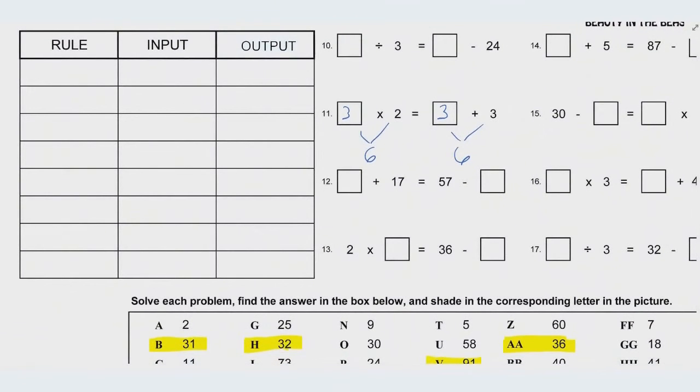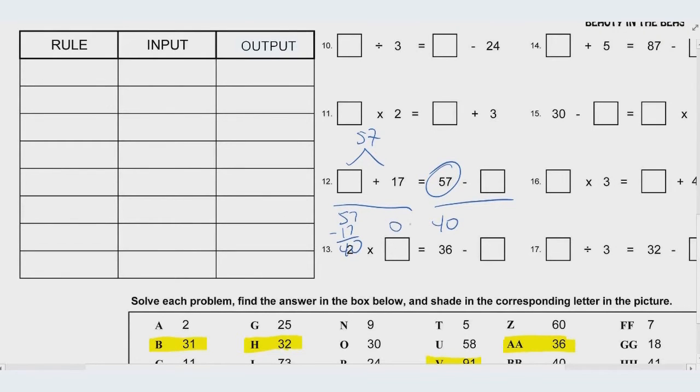Problem number 12 says a box, an empty box, plus 17 equals 57 minus an empty box. And again, you know, if you add these two together, it cannot be bigger than 57 because we cannot get anything bigger than 57. So we say 57 minus 17, and that will give us 40. So we know the biggest is 40. Let's start off with 0. We're trying to find a number in the middle.